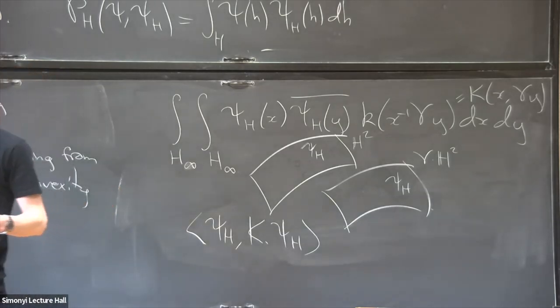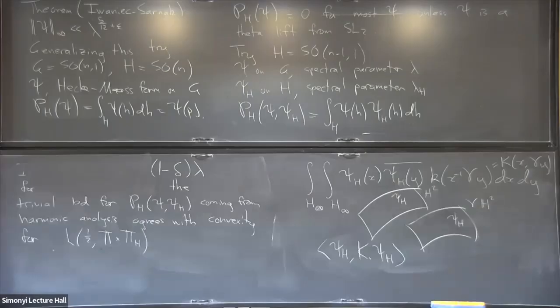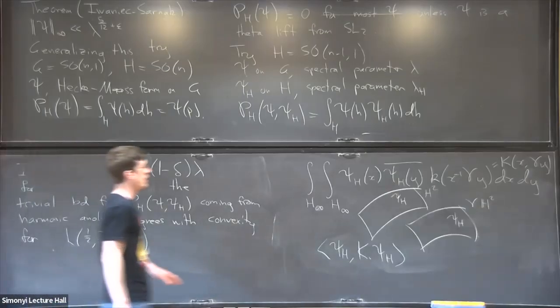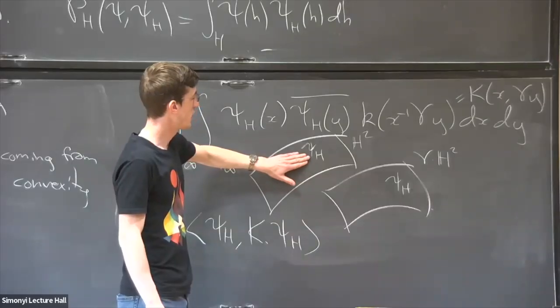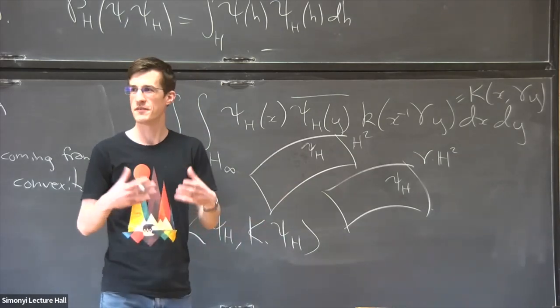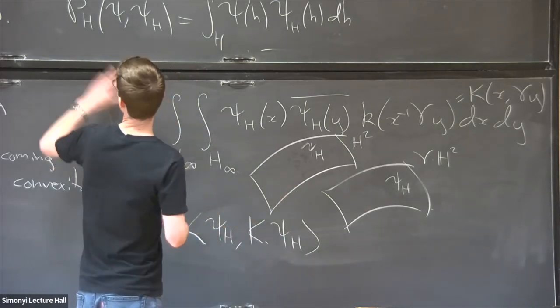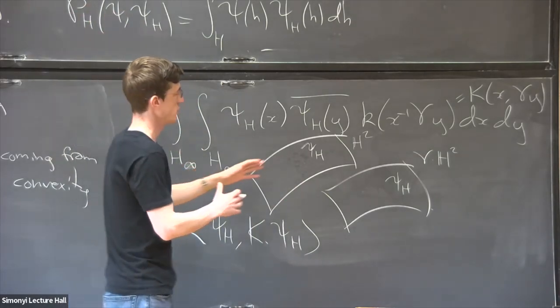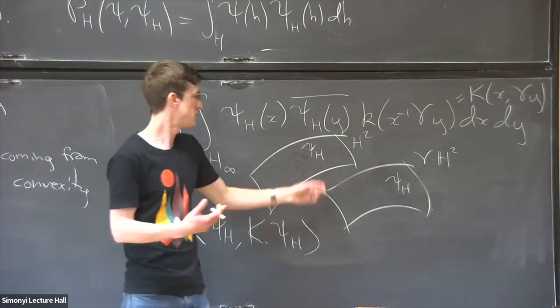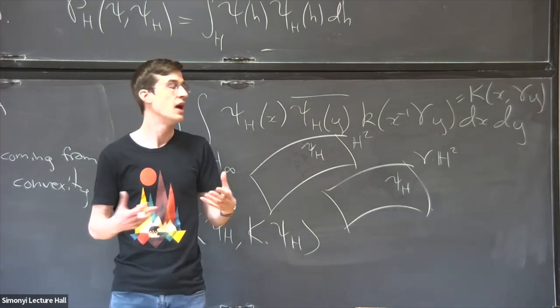So I'm almost out of time, so I'll just quickly say some concluding words. This is quite hard because this is now an eigenfunction on a surface and you don't have very good control over it. As opposed to the case where n equals 2, you're looking at geodesics and psi h is just a character, it's all very explicit.